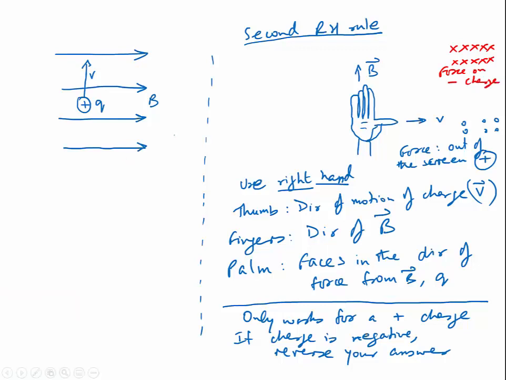All right, let's apply this to our example. So in this case, I have the magnetic field going to the right, and I have the charge moving up. So I still use my right hand, but I have to orient my thumb pointing in the direction of V. I've got to orient my fingers pointing in the direction of the external magnetic field. So I'll be holding my palm like this.